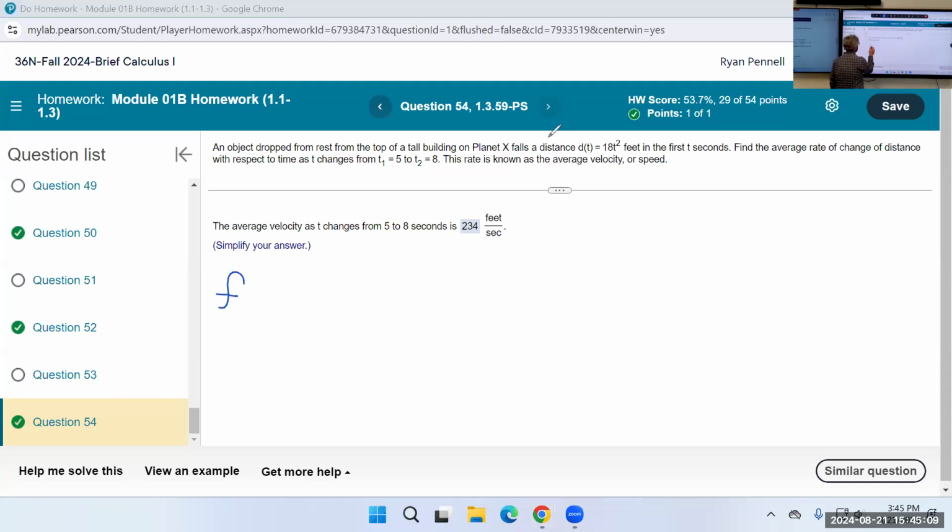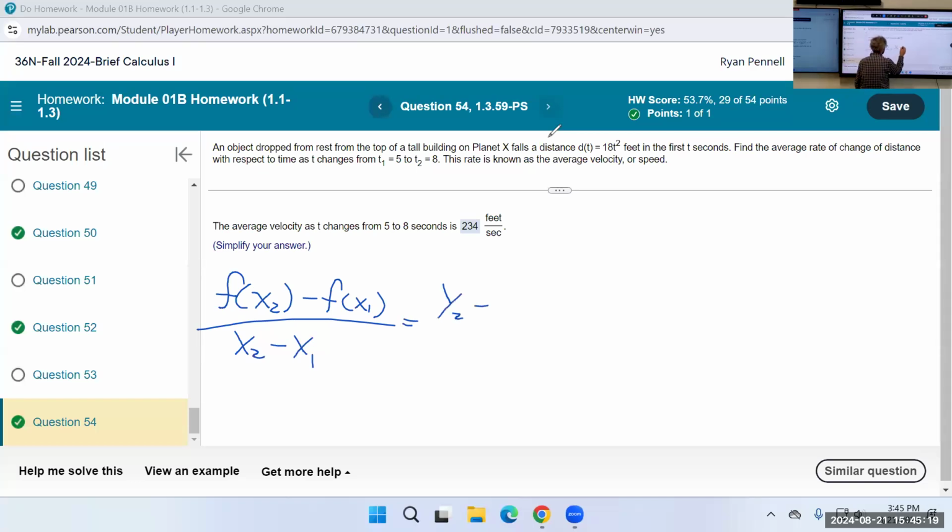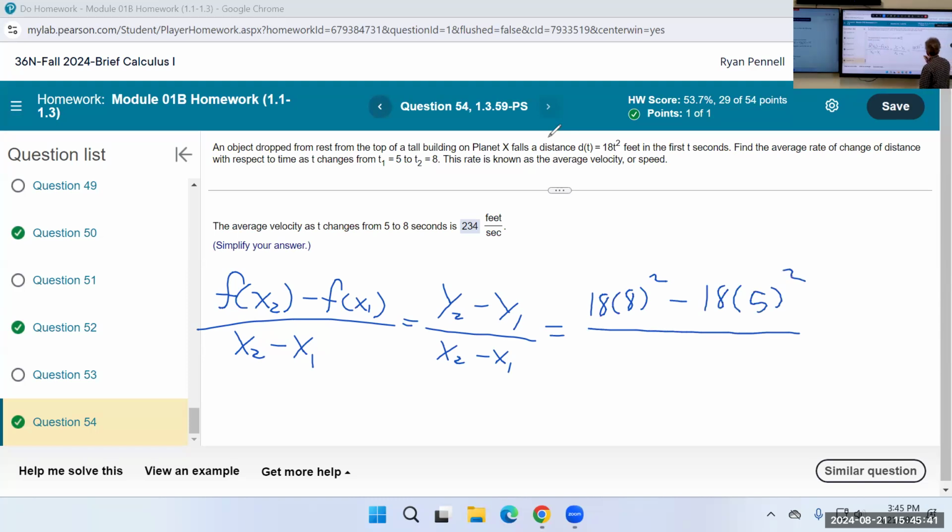So average rate of change in our book looks something like this. That is just the same equation, or I should say formula, as slope. So I can just find it. Let's plug in the points. The later one is 8 seconds. So I could go 18 times 8 squared minus 18 times 5 squared, divided by 8 minus 5, which is 3, of course.